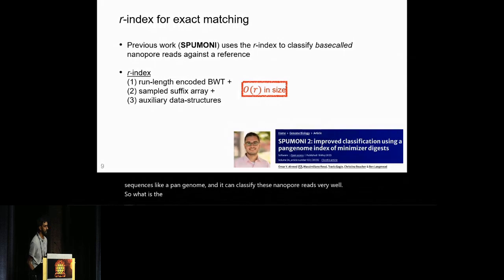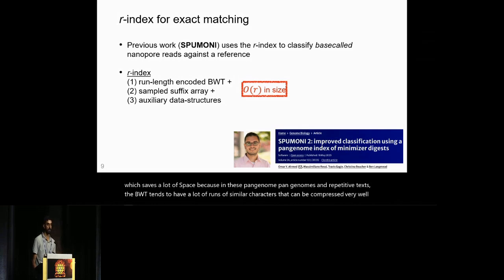It's made up loosely of three major components. The first component is the run-length encoded Burrows-Wheeler transform, the BWT being the core of the FM index, but in this case it's run-length encoded, which saves a lot of space because in these pangenomes and repetitive text, the BWT tends to have a lot of runs of similar characters that can be compressed very well. It also contains a subsampled suffix array, subsampled at the run boundaries of the BWT, as well as some auxiliary data structures that allow us to compute exact matches very efficiently.